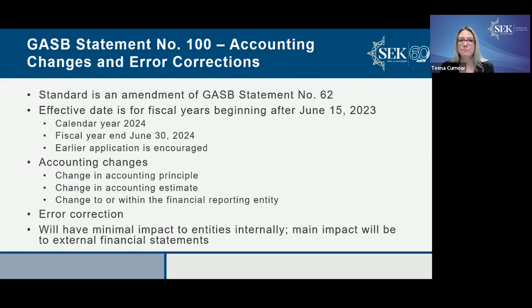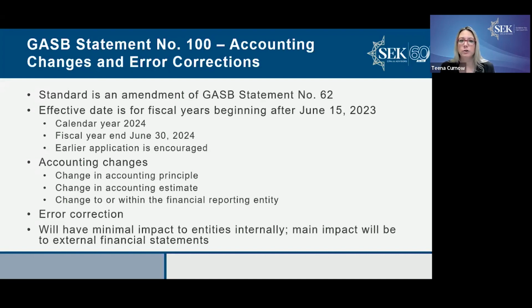So this one here, the effective date is for any fiscal years beginning after June 15th of 23. So for most of you on this session, that would mean calendar year 2024 or 12/31/24 or fiscal year end June 30, 2024. Earlier application is encouraged, meaning you can implement this earlier if you'd like, but you don't have to. The dates right above that would be the absolute implementation date for you.